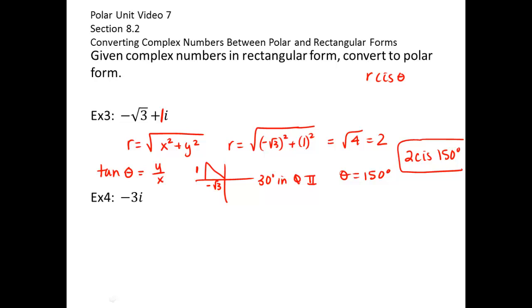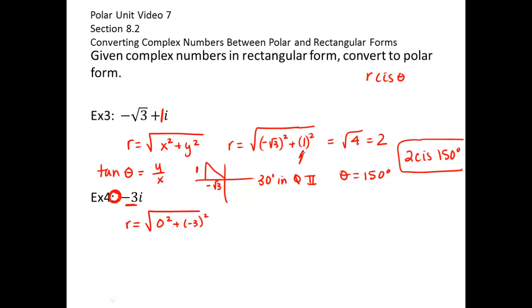Alright, example number 4. Once again, r equals the square root. Wait a minute, what's my x value? My x value in this case is 0. It's 0 minus 3i. So that would be 0 squared plus negative 3 squared. Notice I am not squaring an imaginary number. I am not squaring an imaginary number. That is extremely important. I'm using the coefficient. I'm using negative 3. I'm not using i.